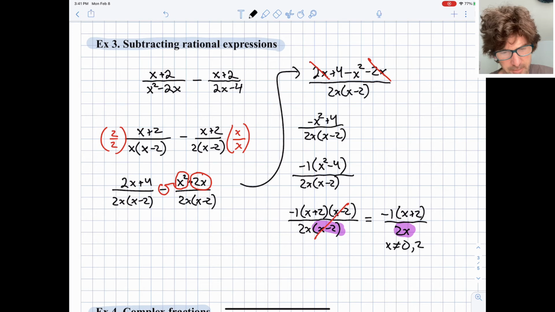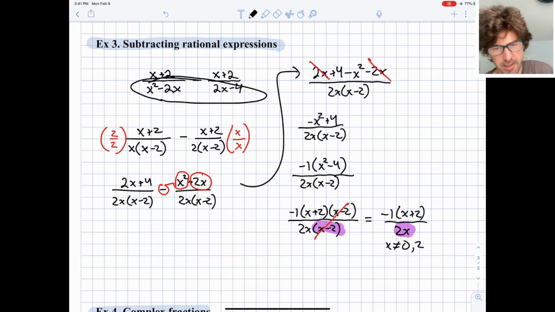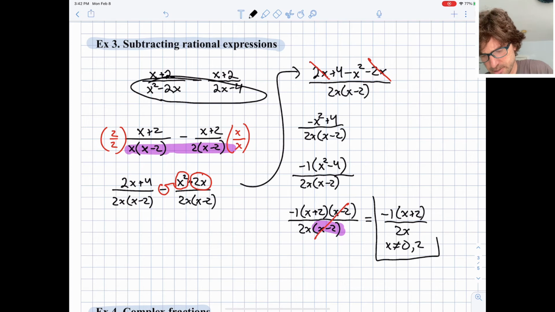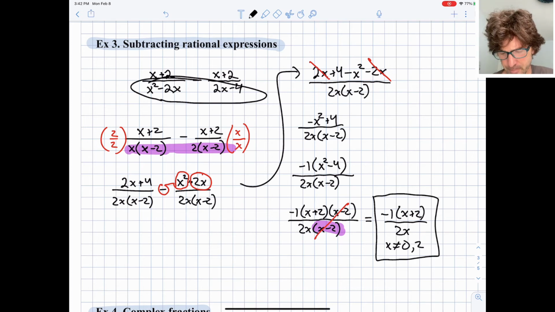And let's scan back through everything else. You really don't need to look at the original as long as you're looking at the factored forms, and I think that's easiest to do, look at the factored forms. So it looks like we've captured everything that x cannot be, so this would be our final answer right there. Okay, so we subtracted those two fractions, and then we were careful to write down what x cannot be.